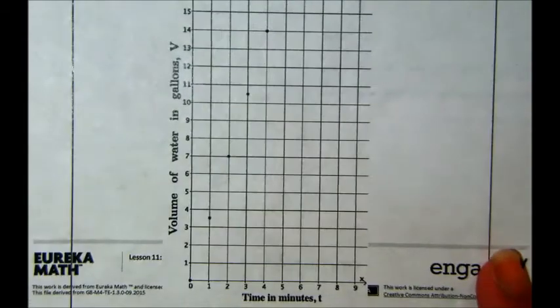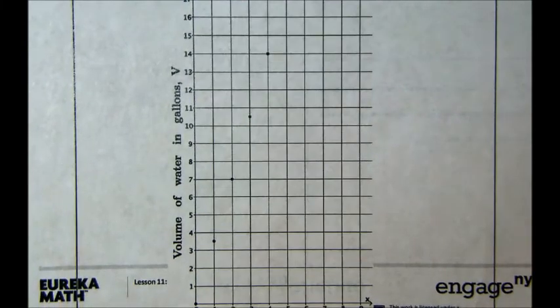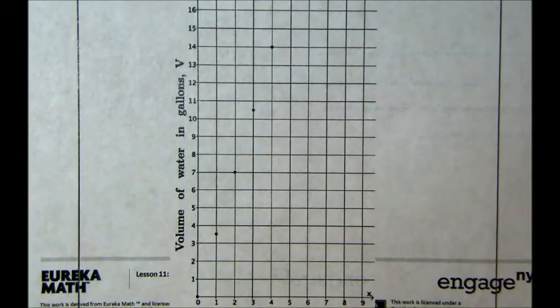This is what your completed graph should look like. What are some things you can conclude based on this graph? Hopefully you said that as time increases, volume increases, and that we know that the water flows out at a constant rate, because when I connect all of my points, they make a straight line through the origin.